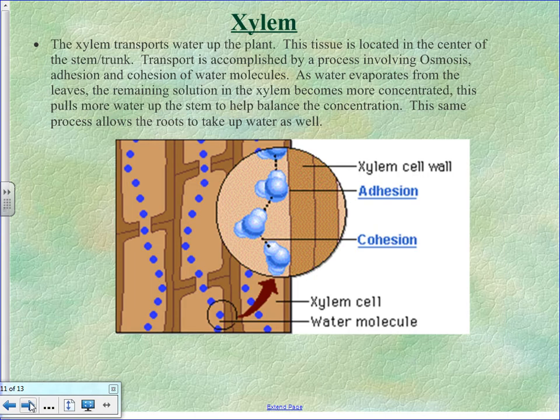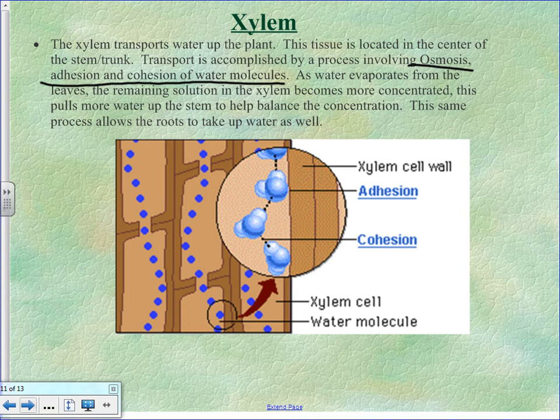Okay, and this is that process that we were talking about here. The xylem transports water up the plant, and that process involves osmosis, cohesion, and adhesion. As water evaporates from the leaves, the remaining solution in the xylem, or in the spongy layer, becomes more concentrated, and that pulls water up by osmosis to balance that salt concentration.